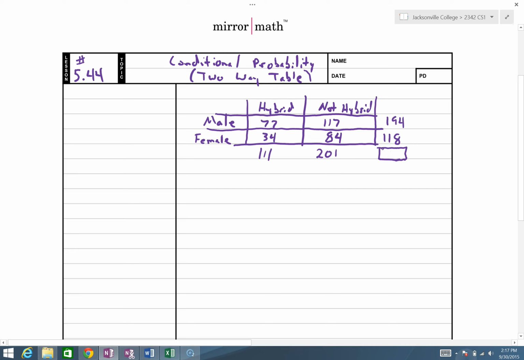I'm getting 312. So they just made a small mistake in their addition. Both of these add up to 312. So that is my total number of people in this sample.